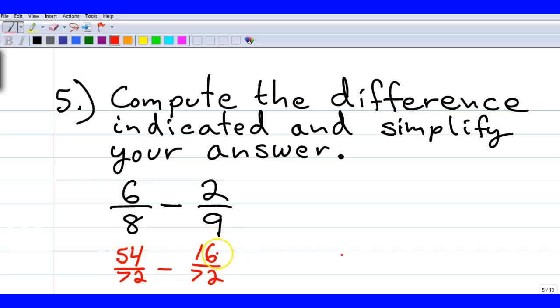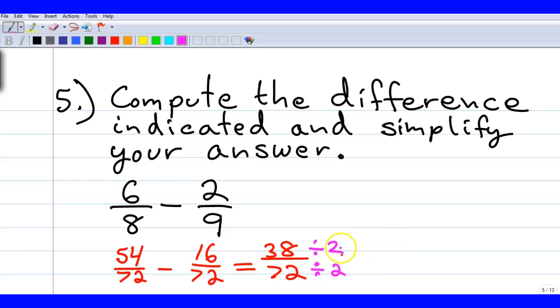So 54 minus 16 is going to equal 38. And I carry over the denominator, which is 72. Now it also said in the instructions, simplify your answer. So if I can reduce this fraction, I'm going to go ahead and reduce it as well. First off, I see that they both end in an even number. That means they're both divisible by 2. So that's a good starting point. I'll divide both by 2 and then see if I can bring it down any more.